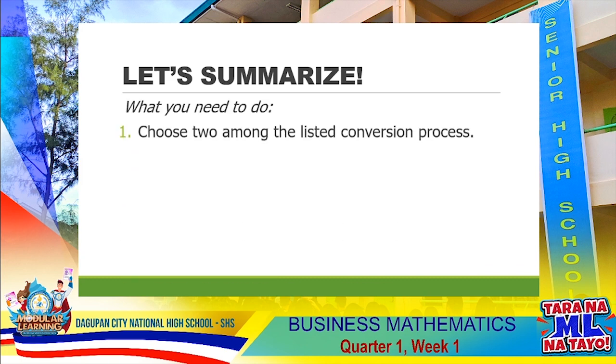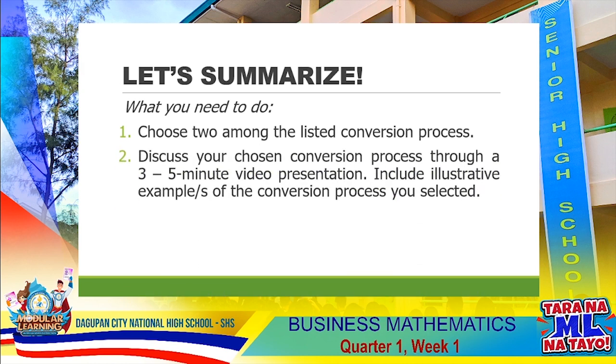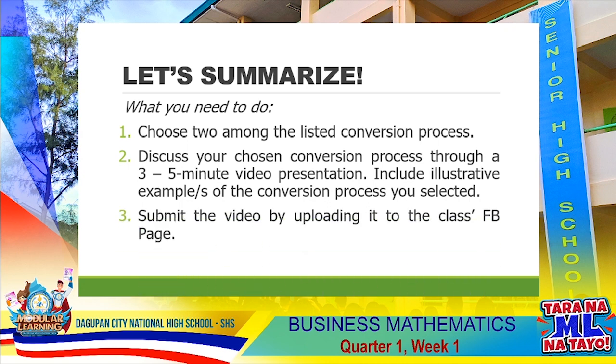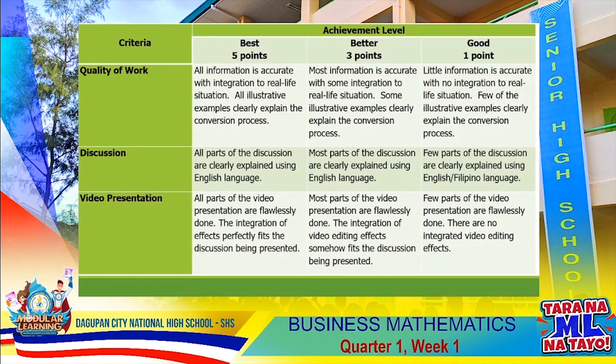What you need to do: first, choose two among the listed conversion processes. Second, discuss your chosen conversion processes through a 3 to 5 minute video presentation. Include illustrative examples of the conversion processes you selected. And third, submit the video by uploading it to the class FB page. Read and understand the rubric which will be used to assess your output. The criteria are quality of work, discussion, and video presentation.